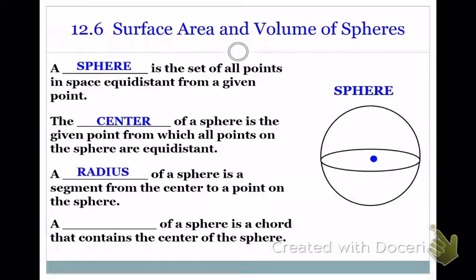Spheres have a radius, just like a circle does, and it's a segment from the center to a point on the sphere. And it also has a diameter, just like a circle does, and it's just a chord, so the endpoints are on the sphere and it goes through the center, so like that.